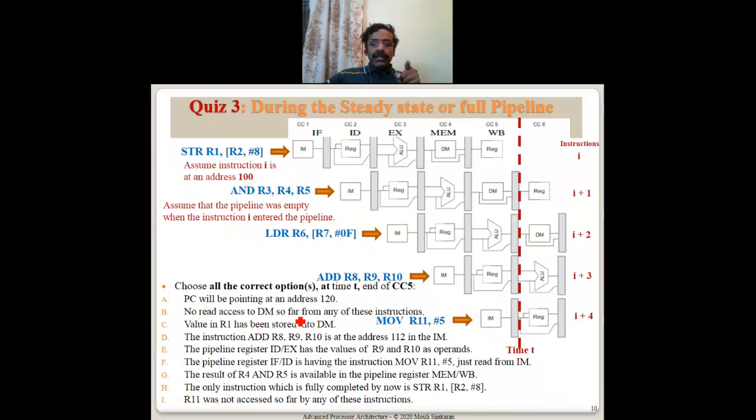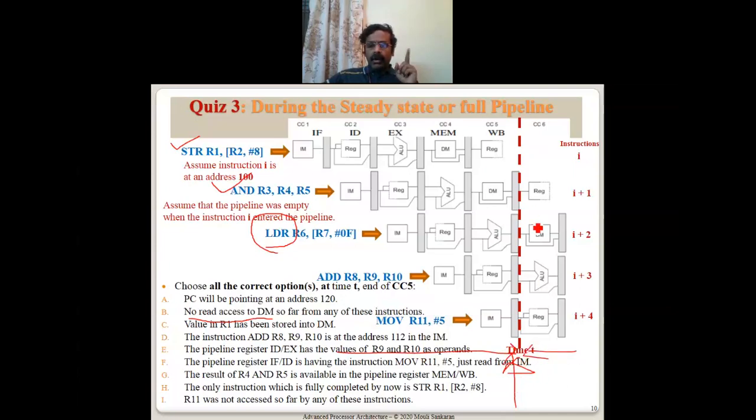Next: no read access to DM so far from any of these instructions. This is a store instruction, writing, so it is not a read operation. This is an arithmetic logical operation, so it's not accessing the data memory at all. But this one is a load operation, reading from the memory. I am saying no read access to DM so far. So far means till this point in time, not beyond.